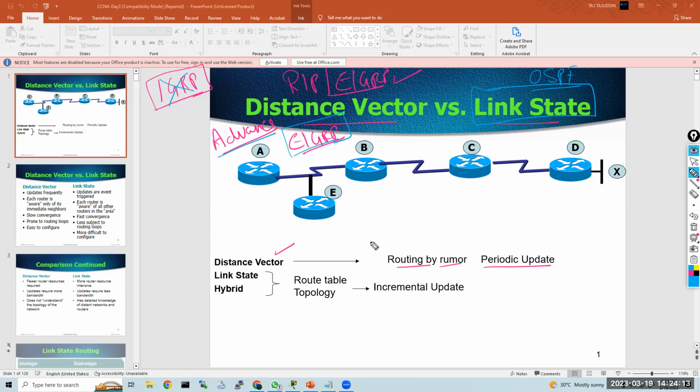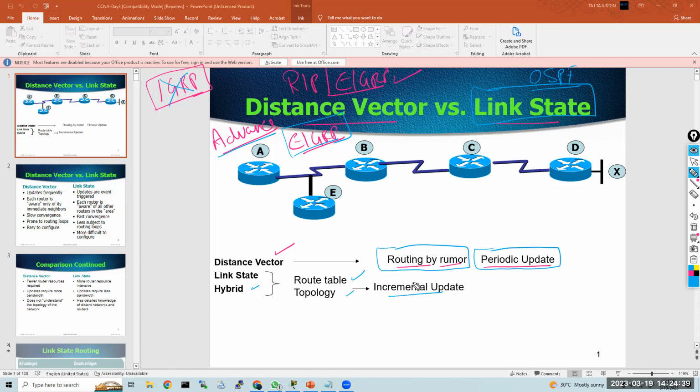Okay. So how does distance vector work? It is routing by rumor, which means we are going to advertise your network. Correct. We are going to advertise your network. So it sends periodic updates; it will periodically update the listing. Whereas link state and hybrid use a routing table, topology, and incremental updates. So you keep on incrementing the update, changing its routing table.